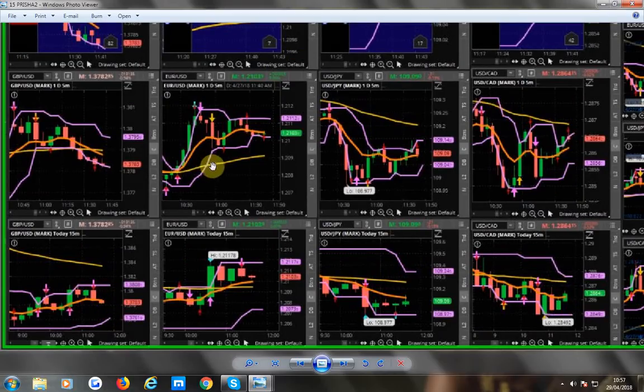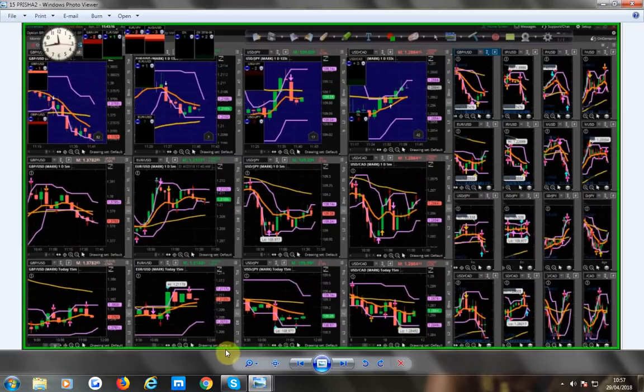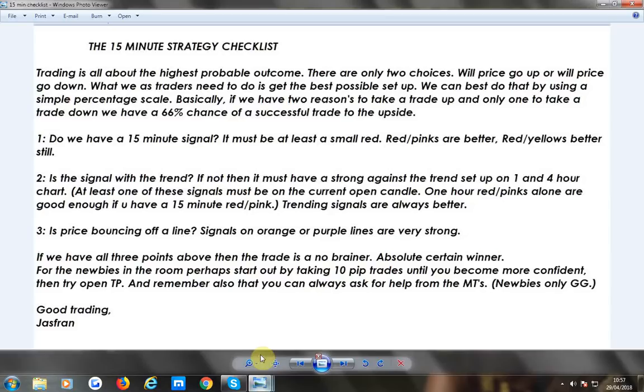As I've stated before in the checklist, if you want to just print it out and put it on a card next to your computer, it's so simple. You're just looking for as many reasons as possible to take a trade, whether it's with the trend or against the trend. Against the trend, 15-minute signals are good if you've got a good setup.